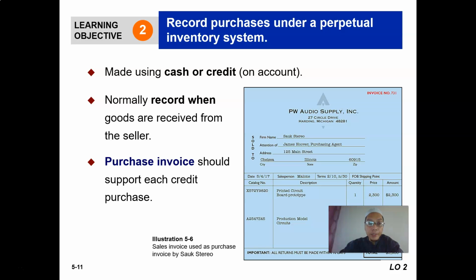This is the second part of our lecture on merchandising operation. Okay, so now we will look at how we record the transactions for the first type of inventory system, which is the perpetual inventory system.